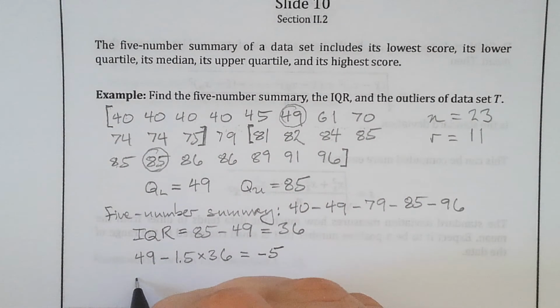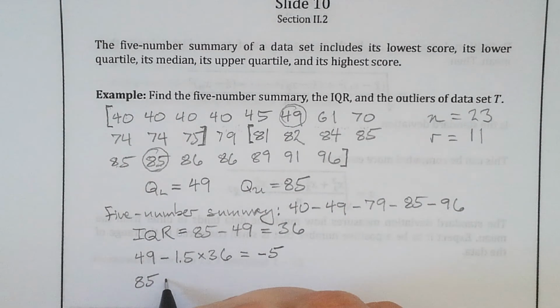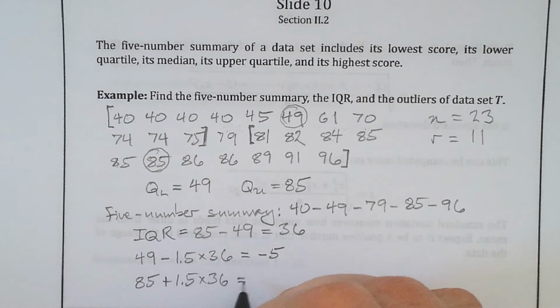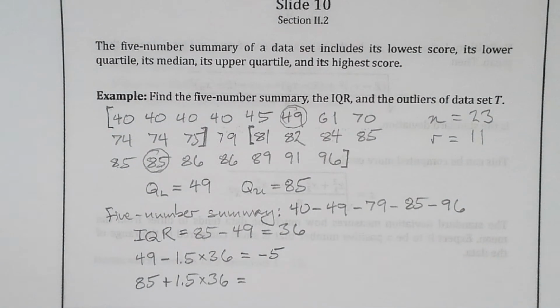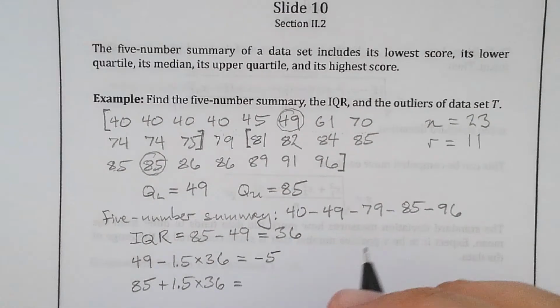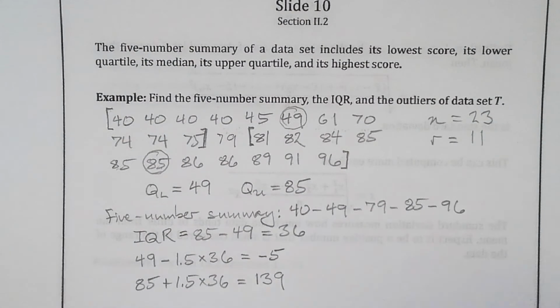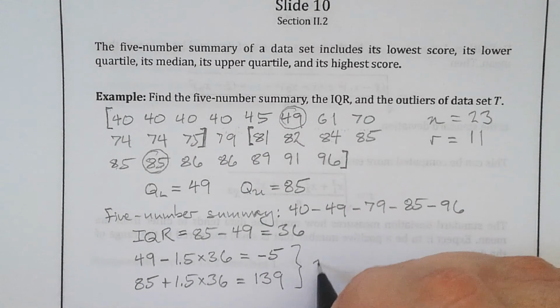And if I do the upper quartile, which is 85 plus 1.5 times the IQR, that's 85 plus 54, which would be 139. And there are no scores above that. So there are no scores outside of those. That means there are no outliers.